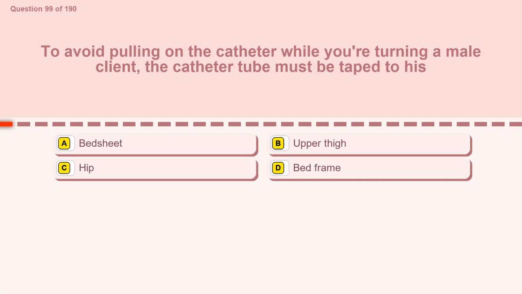Question 99. To avoid pulling on the catheter while you're turning a male client, the catheter tube must be taped to his: Option A, bed sheet. Option B, upper thigh. Option C, hip. Option D, bed frame.